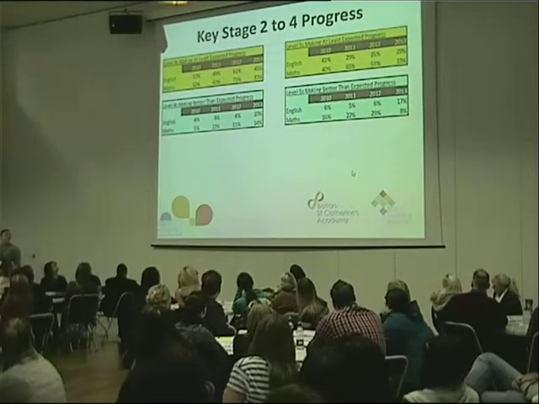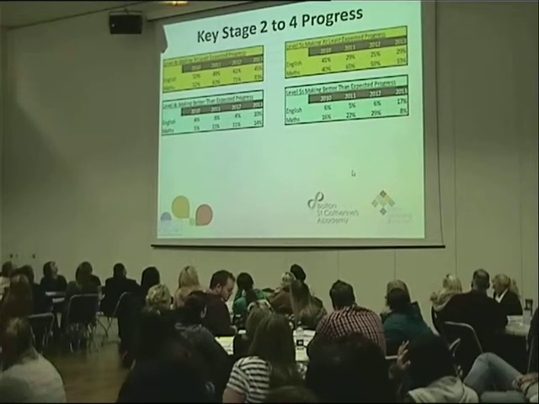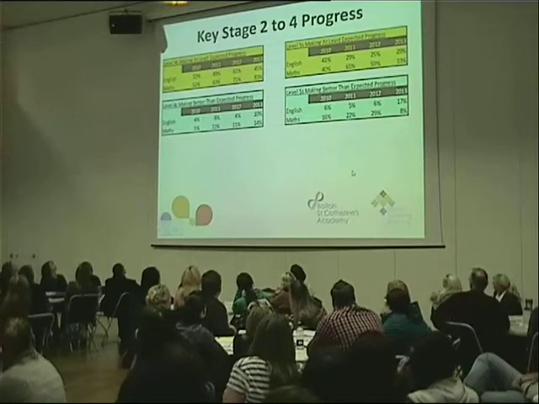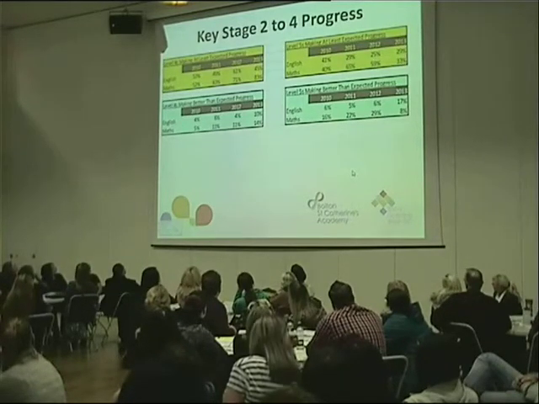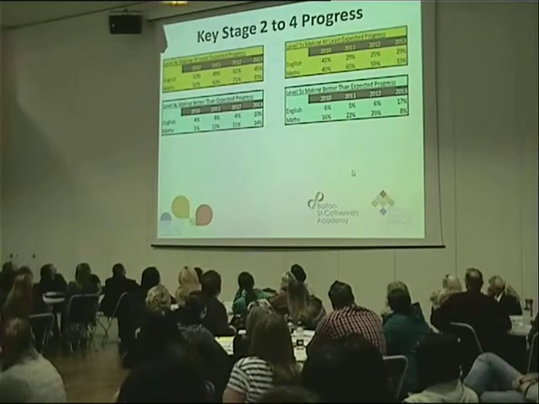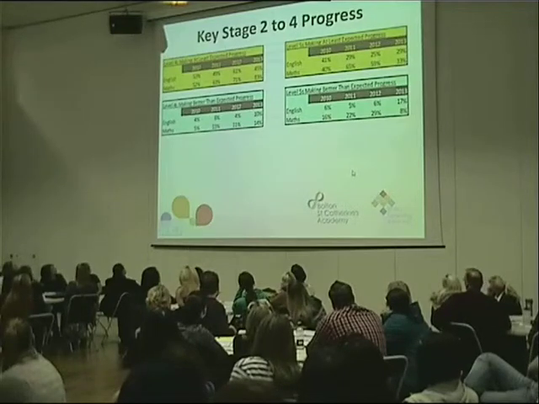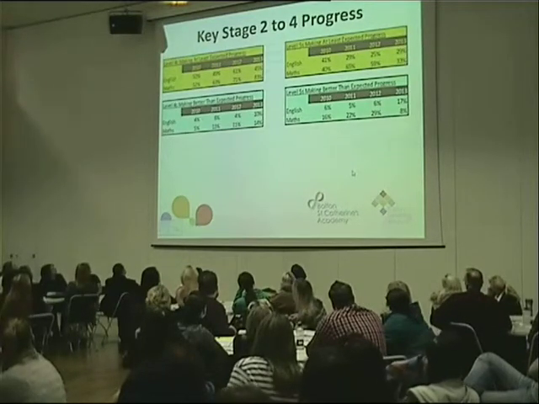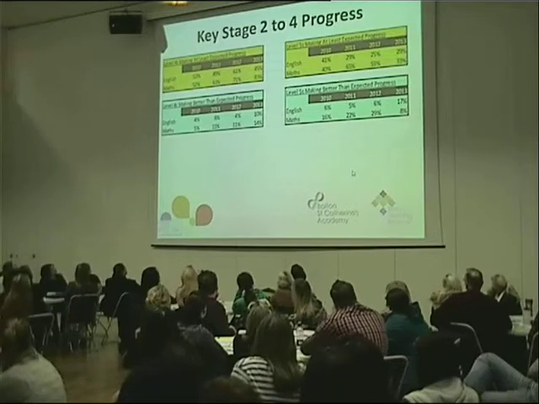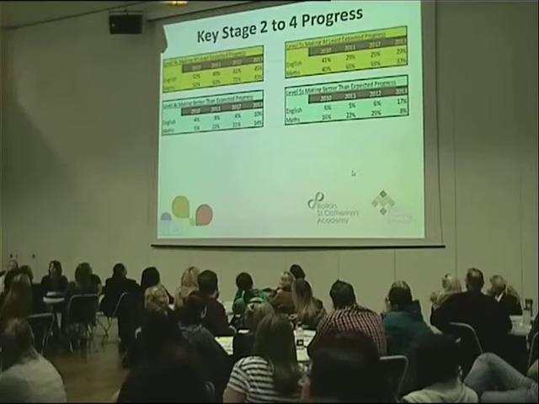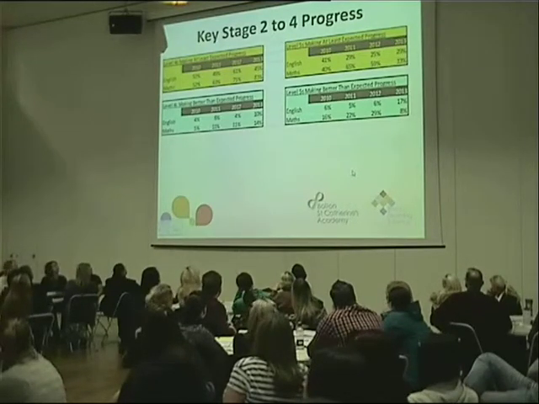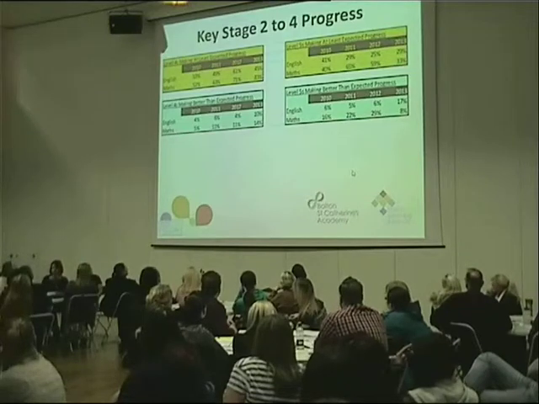So, when we progress between key stages 2 and 4, what we have there is the proportion of our level 4s making at least expected progress and then making better than expected progress. Now, the fact that these percentages are lower than those percentages will probably not come as an enormous surprise. A smaller proportion of students make better than expected progress than make expected progress. That's probably not a new one on us.